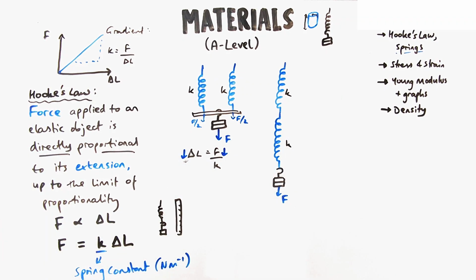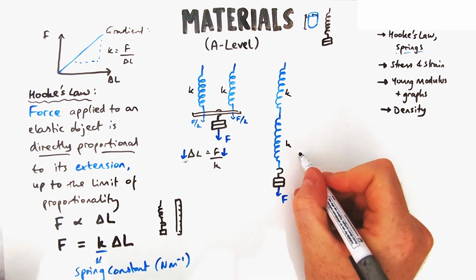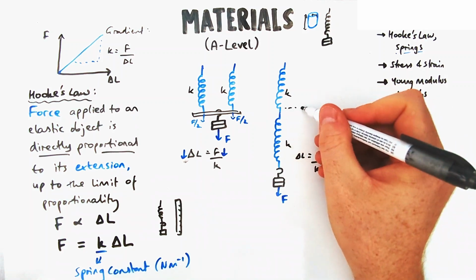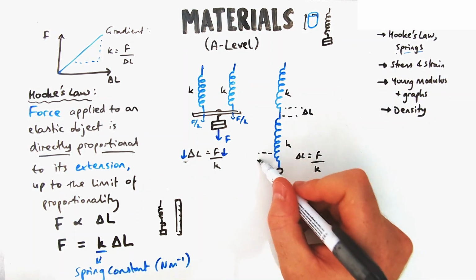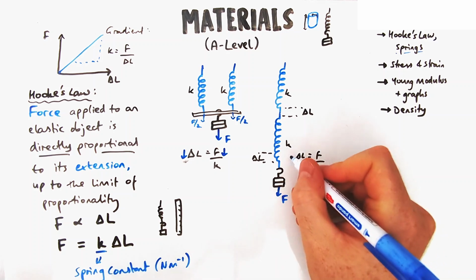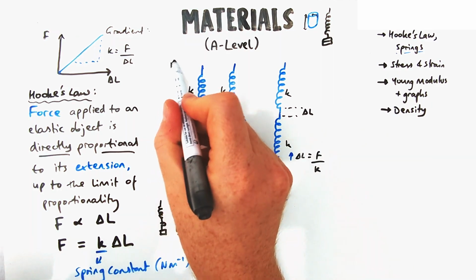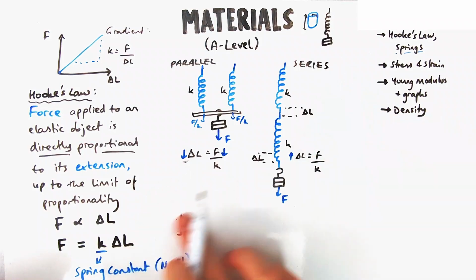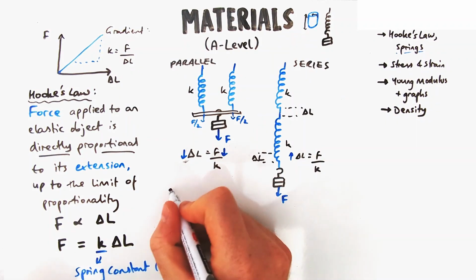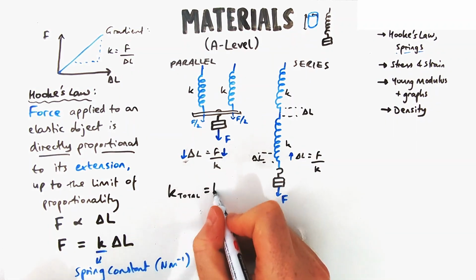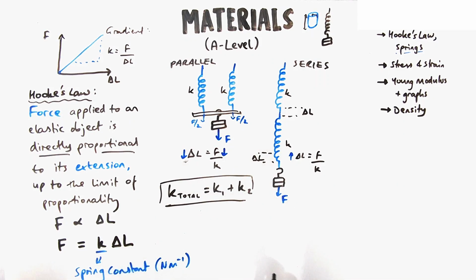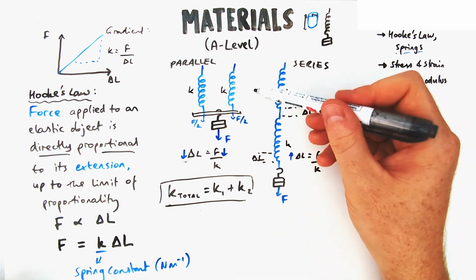Talking about them in series, they both experience the same force because the force is acting downwards on both of them, and both the springs are going to extend, have a change in length. So that means you're going to have a greater change in length compared to the arrangement on the left. Now the arrangement on the left is called the parallel arrangement because the springs are parallel to each other, and to work out the overall spring constant you simply add together the spring constants of the individual springs. Next, for the one in series, it's a little bit more complicated, and I'll show you how we can go about working out what the spring constant overall is going to be.